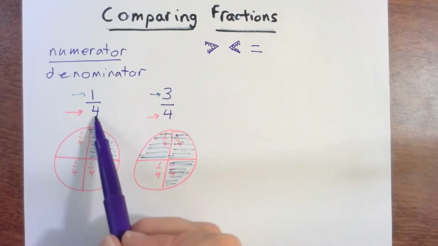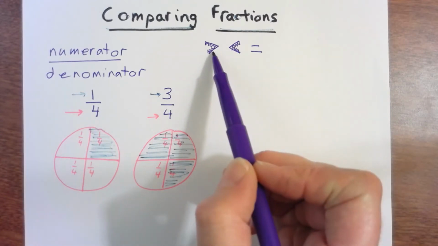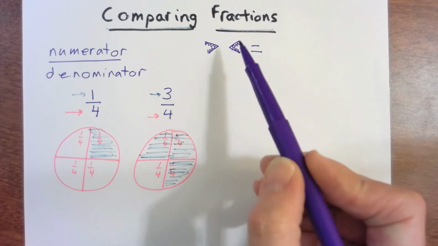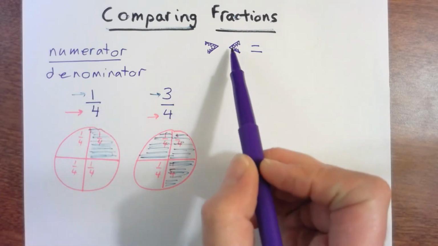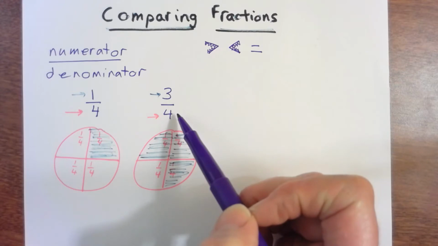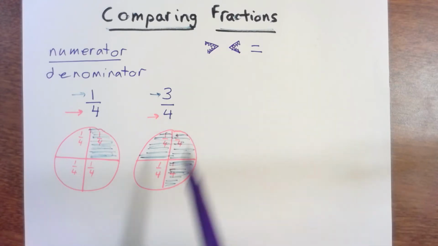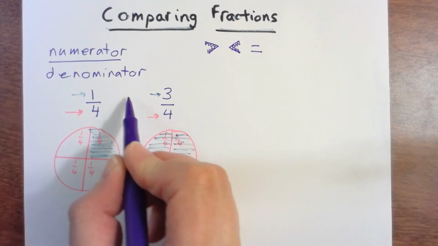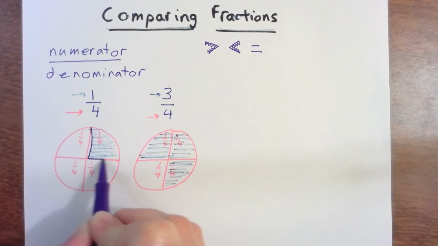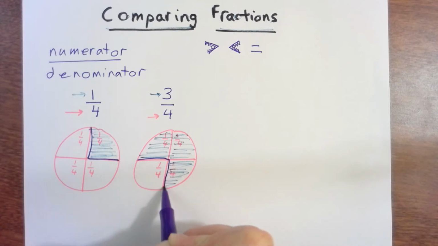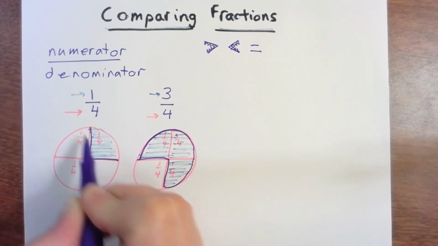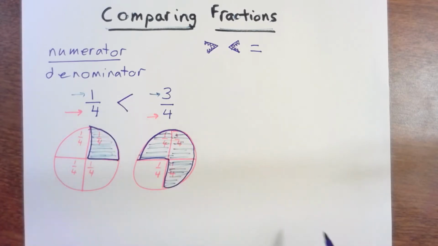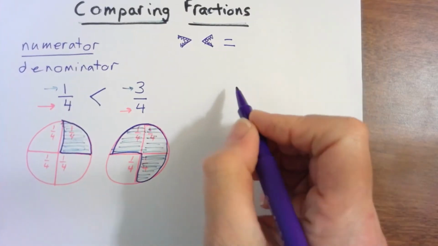So here's the question. Is 1/4 greater than or bigger than 3/4? Or is 1/4 less than 3/4? We know they're not equal. Yep, you got it. It is. This is less. You can see that this is less than this. So we go like this. Okay. All right, let's do another one.